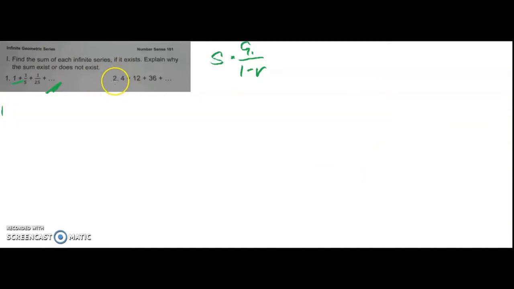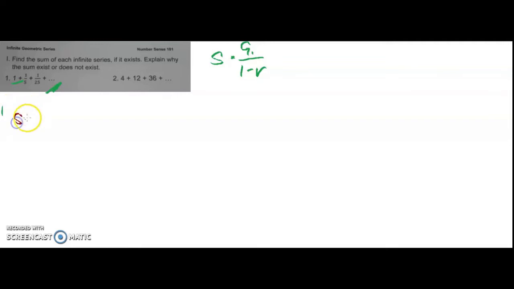Okay, so next, let's have example number 2 here, wherein we have 4 plus 12 plus 36. Now, let's see if this particular pattern exists or does not exist, or is it convergent or divergent. Now, kung titignan natin, dito pa lang sa pattern, madedetermine na natin hindi ito mag-exist, or yung sum is hindi siya mag-exist. Kasi nga, hindi involve ang rational numbers dito, kasi puro siya whole. Pero try natin siyang i-prove.